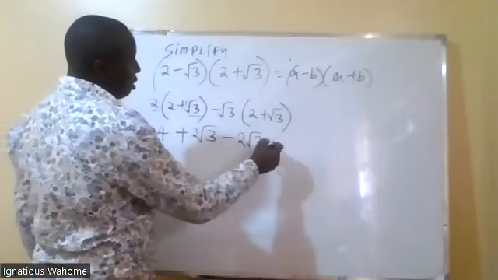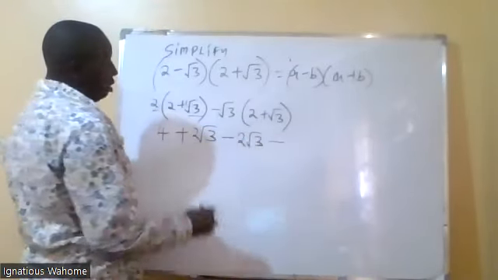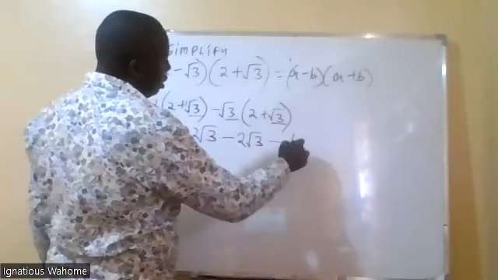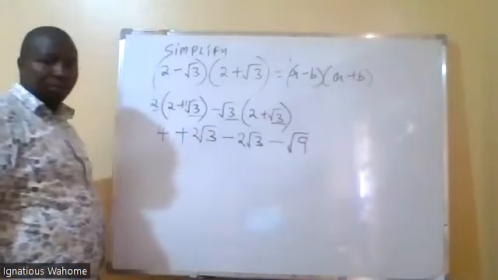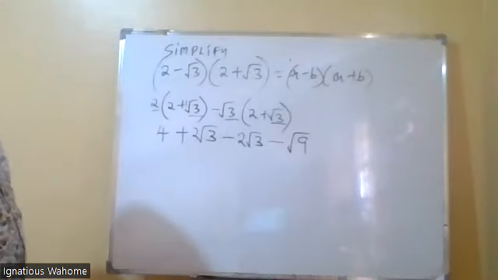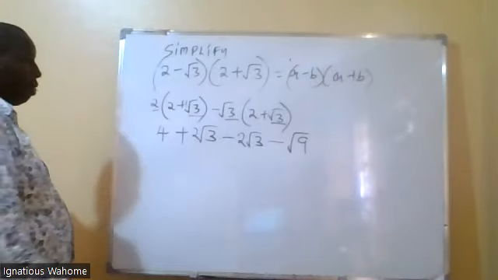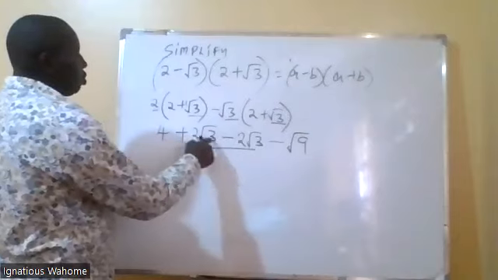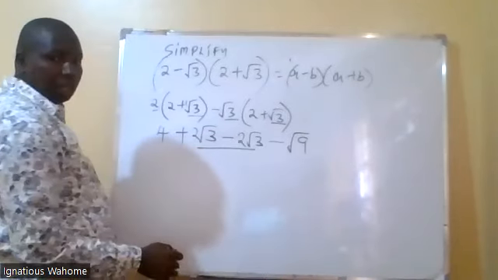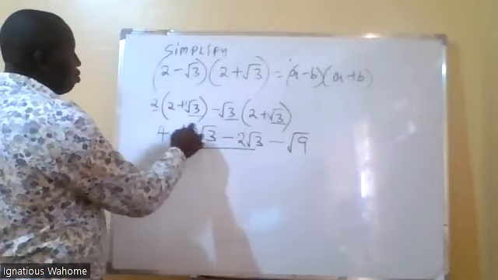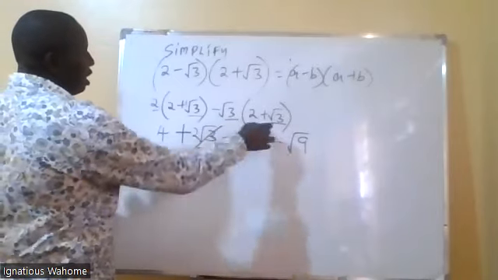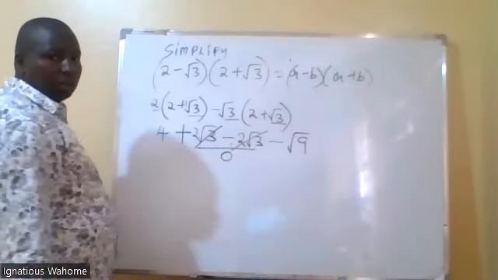This is minus, this is plus, automatically that will be minus. Minus root 3 times root 3, that is root 9. So 2 root 3 minus 2 root 3. These are like terms, so that becomes 0.